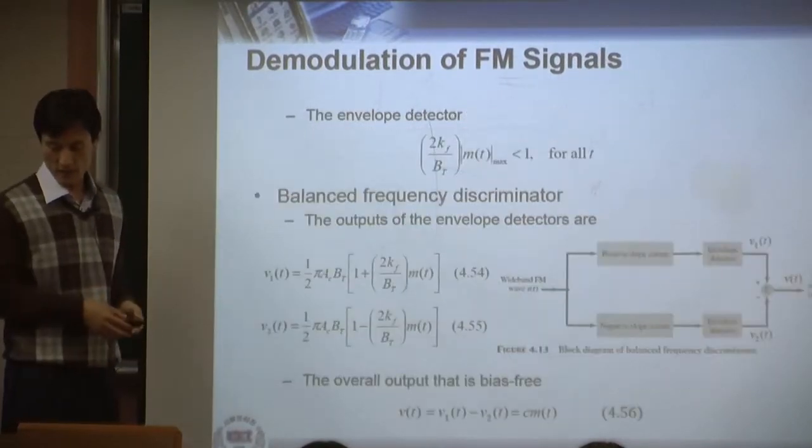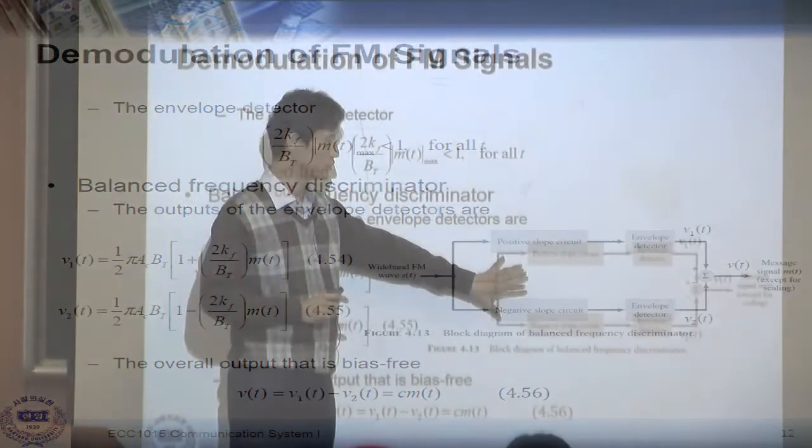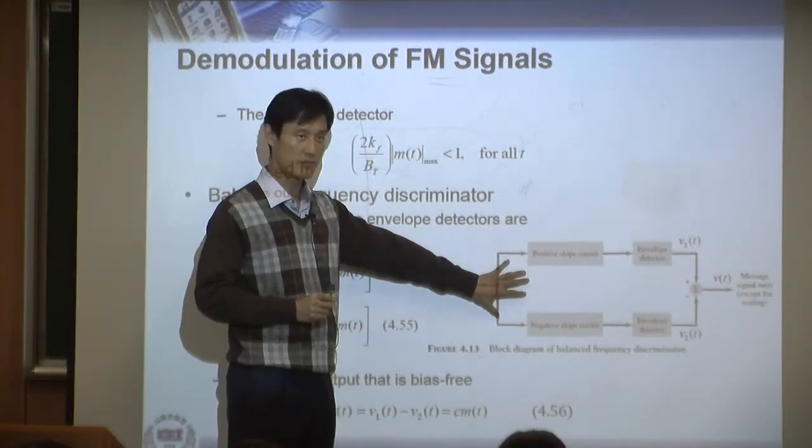So that is the simple message. So put that message into here. This is one example of how to draw the block diagram of the receiver.